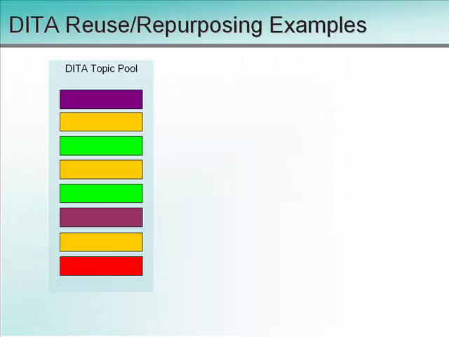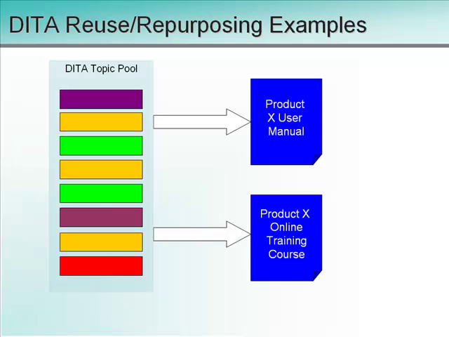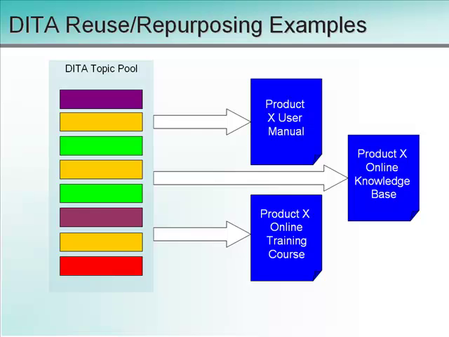In the previous slide, I talked about how you can reuse a DITA topic across multiple deliverables. Let's see some examples of reusing and repurposing topics in DITA. In this first example, we're having the publishing engine output 3 different deliverables for product X: a user manual, an online knowledge base, and an online training course.